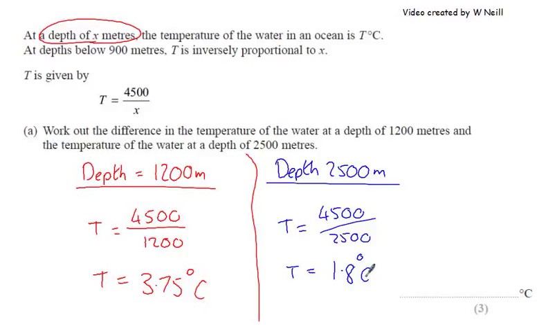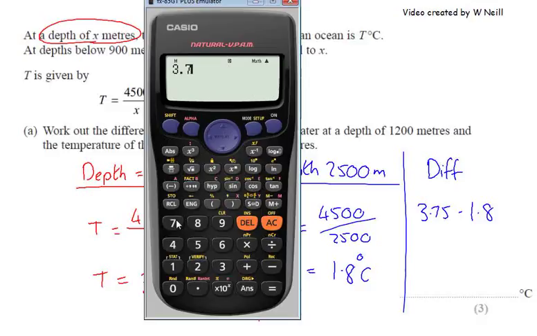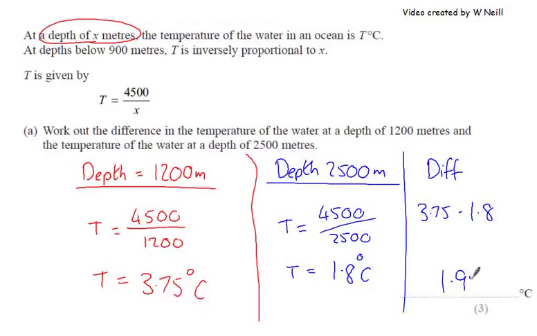Work out the difference in the temperature. So the difference is going to be 3.75 subtract 1.8. So 3.75 subtract 1.8, and I will get an answer of 1.95 degrees.